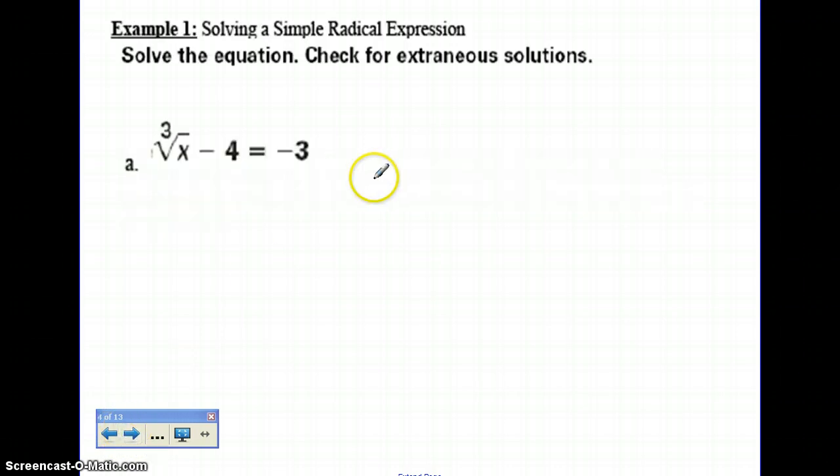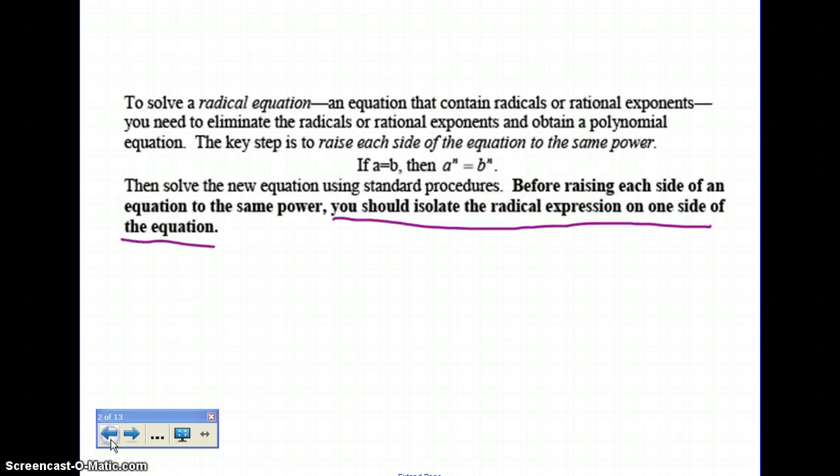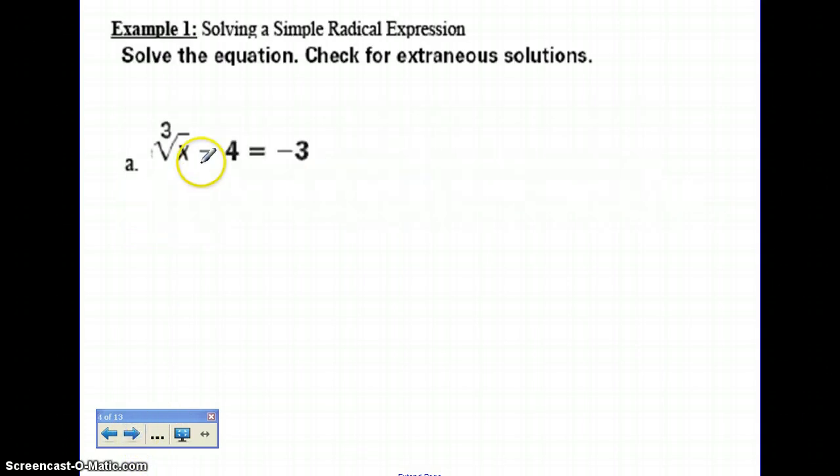Looking at this equation, this is just a simple radical expression. I want to solve for x, and I want to check for extraneous solutions. Remember the key thing we talked about is that we want to isolate the radical expression on one side of the equation. This is my radical expression, the cube root of x. So I'm going to add 4 to both sides.